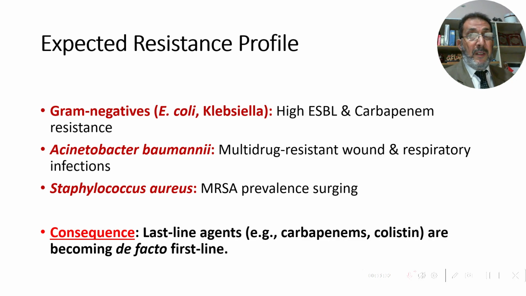Expected result, the resistance profile. This expectation is based on similar situations in different countries like Syria, and also based on a study that was published in the Lancet last year, 2025, which showed a very high percentage of multidrug resistant organisms, like Escherichia coli and Klebsiella, with high ESBL, extended spectrum beta lactamases, and carbapenem resistance. Acinetobacter baumannii, which in many cases was pan-drug resistant, meaning that it is resistant to all antibiotics available, at least in Gaza Strip. Staphylococcus aureus, especially the MRSA or methicillin-resistant Staphylococcus aureus.